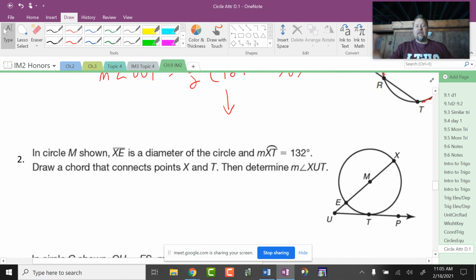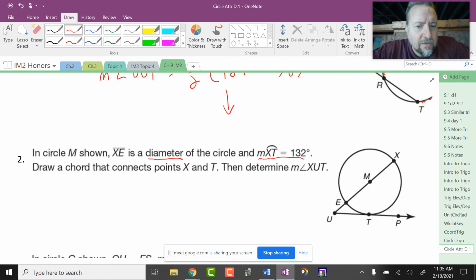All right. And then we have a tangent. Feel kind of silly that we're doing this, but you know what? You have a diameter. So they do give you the measure of, sorry for going over this fast, circle M shown. XE is a diameter, so I'll give you a chance to draw it. So I wanted it, wish I could hand you a printed thing, but we're not in school.